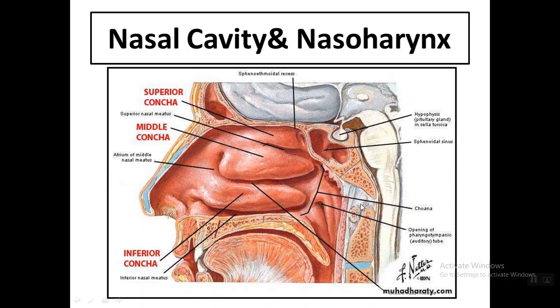Posteriorly, we have the first cervical vertebra. On the lateral wall of the nasopharynx, we have this opening, which is the opening of the pharyngotympanic or the auditory tube, or the opening of the Eustachian tube. Also, in the roof of the nasopharynx, we have a collection of lymphoid tissue that is called adenoid.